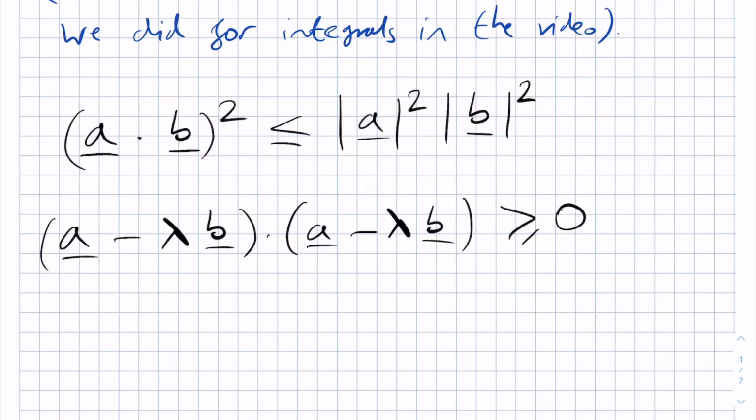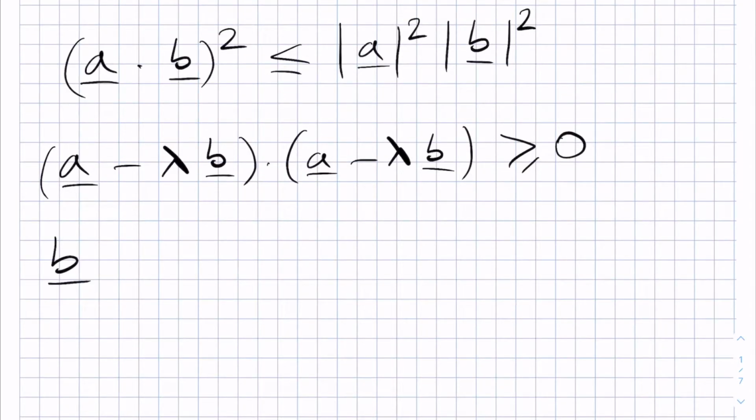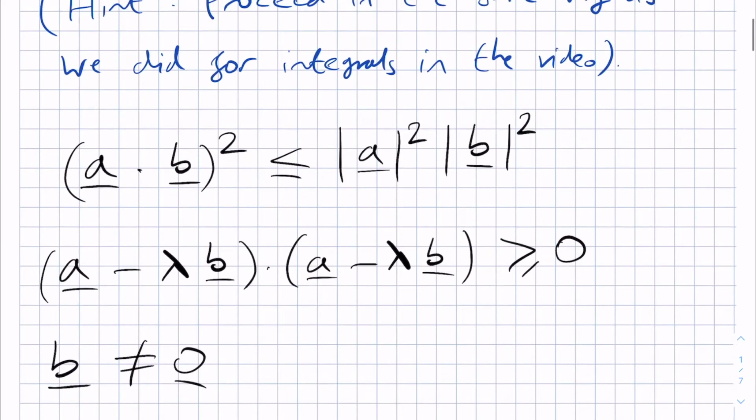We assume that b itself is not the 0 vector, since if it is, then the Cauchy-Schwarz inequality is true because you'll get 0 on both sides. This assumption will be helpful in a moment.